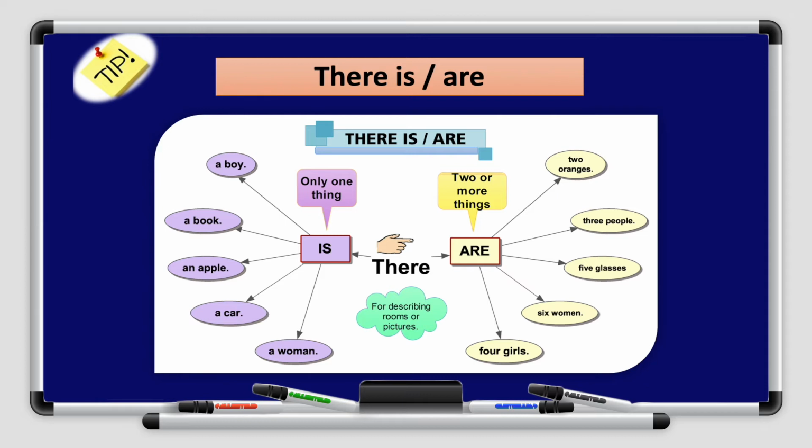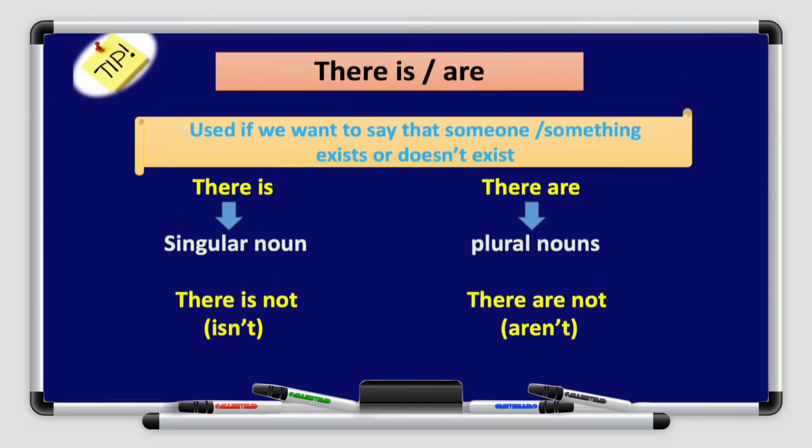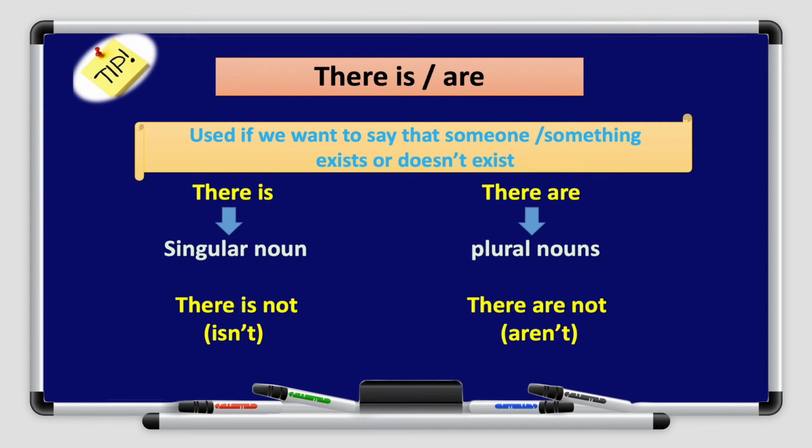There are 4 girls. From the previous diagram, you notice that there is is used for singular nouns and there are is used for plural nouns. And the negative of there is is there isn't, and the negative of there are is there aren't.